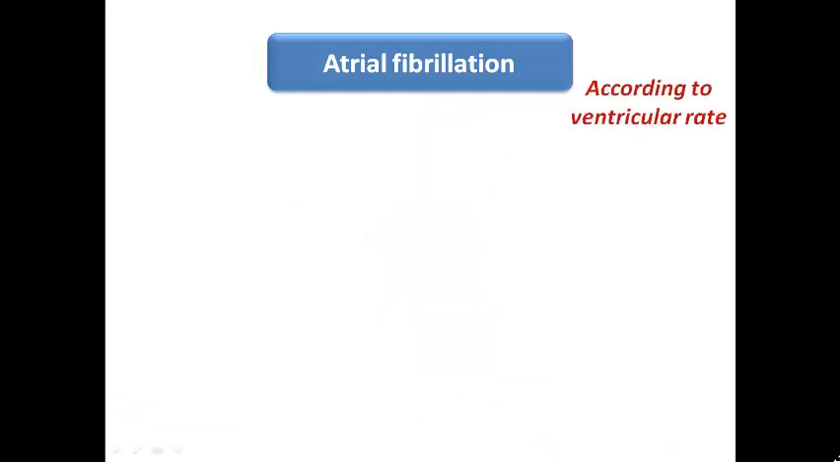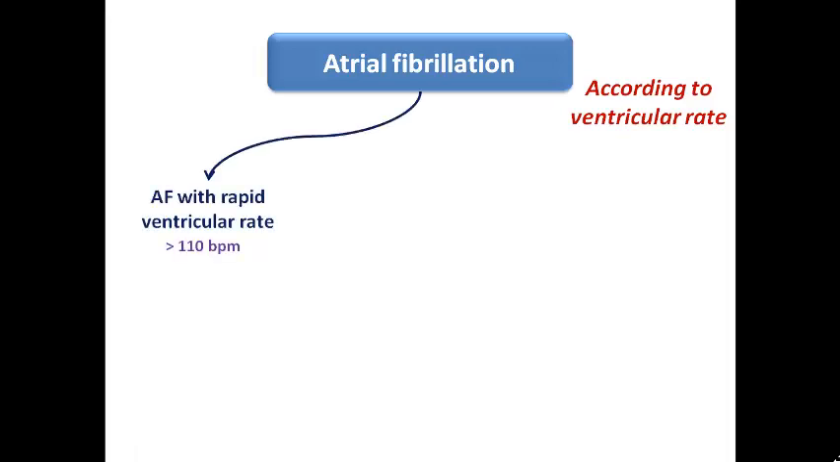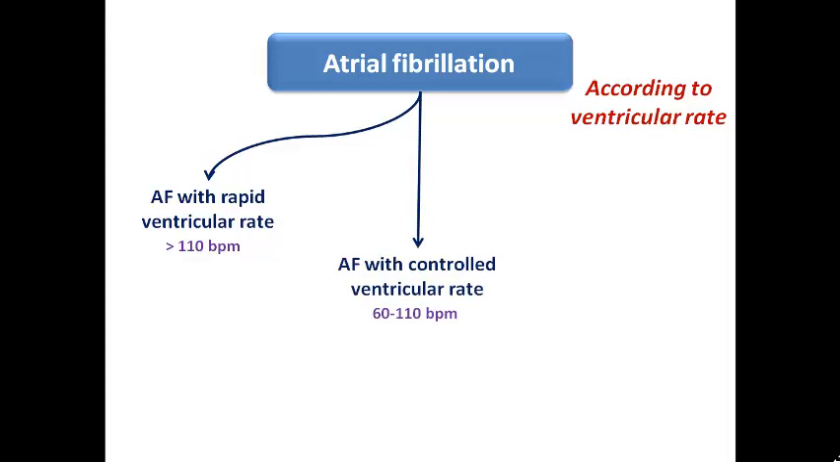So we can have another classification for atrial fibrillation, after we classified it according to the morphology or the amplitude of the fibrillatory waves, according to the ventricular rate. It may be AF with rapid ventricular rate, in which the heart rate is usually more than 110 beats per minute. It may be AF with controlled ventricular rate, with a heart rate between 60 to 110 beats per minute, and it may be AF with a slow ventricular rate, with a heart rate less than 60 beats per minute.